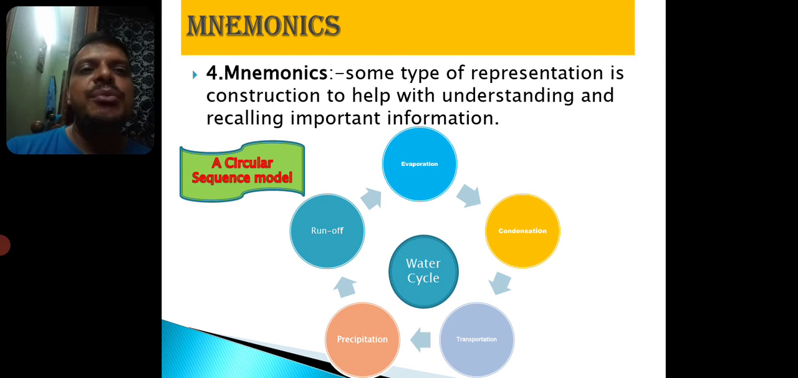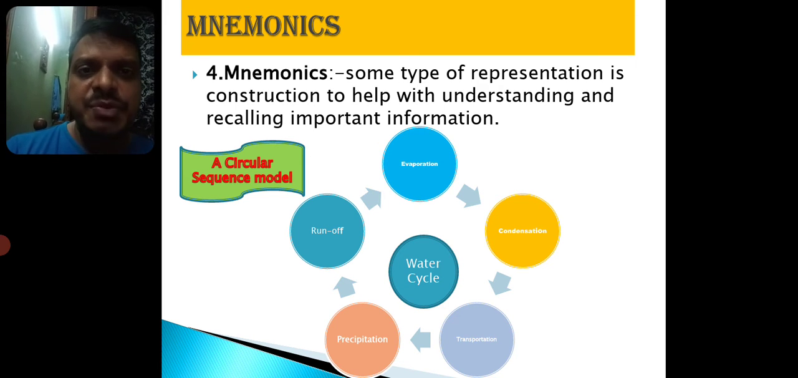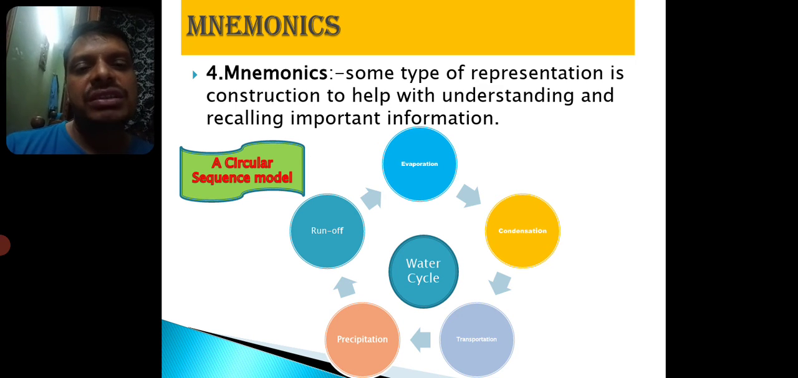The fourth one, model mnemonics, is what you find here. This type of mnemonic represents a construction to help the understanding and recalling of important information, which we can do with different kinds of concept mapping or pyramid type of construction, or you can make a pie chart. Here you can see one example, a circular sequence model. We all know that children learn about the water cycle. So in order to make them remember the 5 stages of the water cycle, simply we can draw this circular sequence model to make the children understand and remember forever.